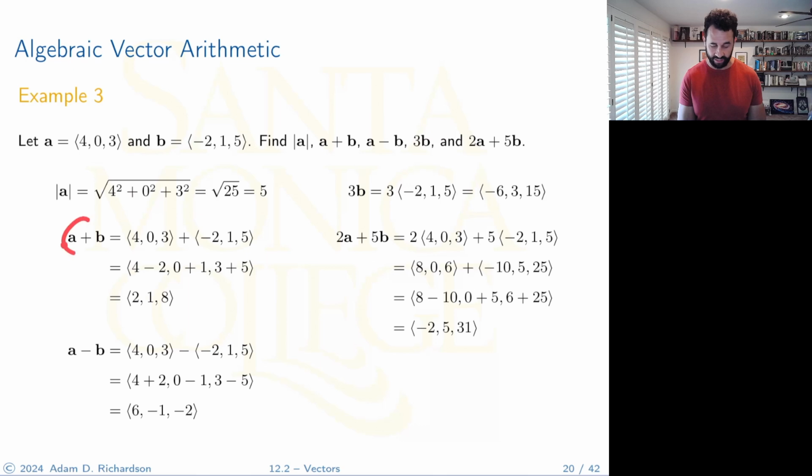What is A plus B? Component-wise addition. 4 plus negative 2, 0 plus 1, 3 plus 5 gives us 2, 1, 8. Same thing for subtraction. We just compute the difference of the components. For 3B, we just scale the components individually. And then the last example is just putting all of that together and making what's called a linear combination. So scale A by 2, scale B by 5, add the two results together, and this is what you get. Not too bad, right?